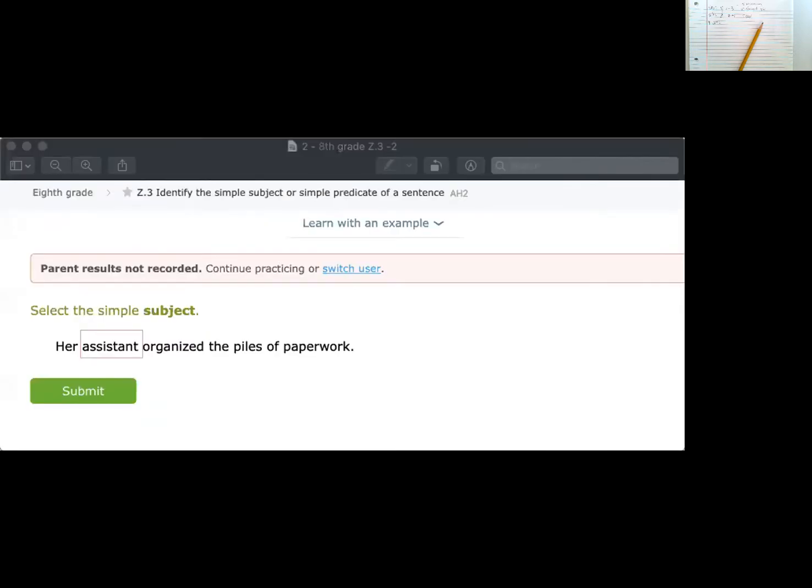Okay, here's another example from Z.3, also 8th grade. Her assistant organized the piles of paperwork. Notice the directions say select the simple subject. So assistant would be the simple subject, okay? Not her. The sentence is about her assistant. The complete subject would be her assistant, but they just want the simple one.